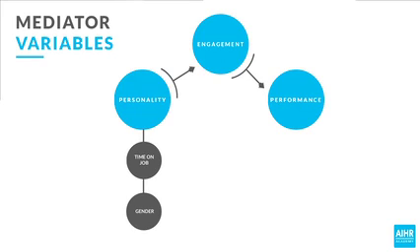A Sobel test is a test that's used to test for mediation, and what you want is that all the relationships between personality and performance, between personality and engagement, and between engagement and performance, all those relationships need to be statistically significant. Then you can conduct a Sobel test and see whether the variance between personality and performance is explained by an increase in engagement. And you can check whether there's mediation in the model.